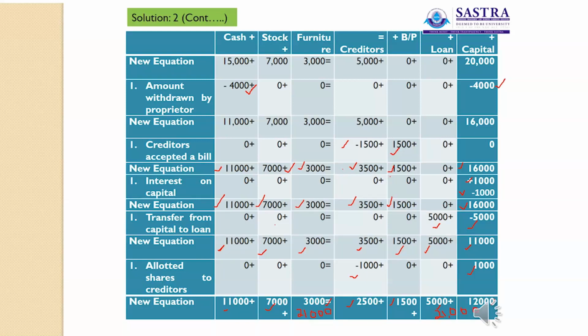So now the accounting equation should be proved here. Cash value 11,000, stock value 7,000, plus furniture value 3,000. So the total value of the asset is 21,000. Then liability side 2,500 plus 1,500 plus 5,000 plus 12,000. So the total value of liabilities plus capital is equal to 21,000. So assets is equal to liabilities plus capital. So the accounting equation is proved here.